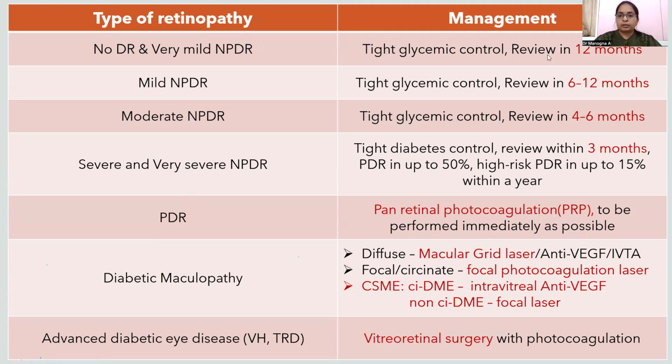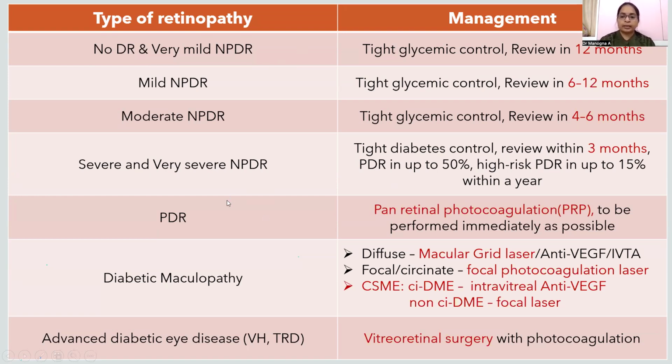Apart from that, if we come to the treatment part, this is a very simplified table for management. In all stages of NPDR, there is no treatment if you observe, okay? Mild NPDR, review in 12 months. Moderate NPDR, review in 6 to 12 months, and moderate to severe, review in 4 to 6 months. Severe and very severe NPDR, you know the categorization, right? Because they are very prone to going to PDR, up to 50% of patients will go to PDR, okay? So you have to screen them again within 3 months.